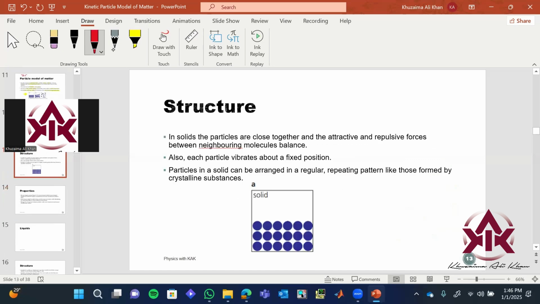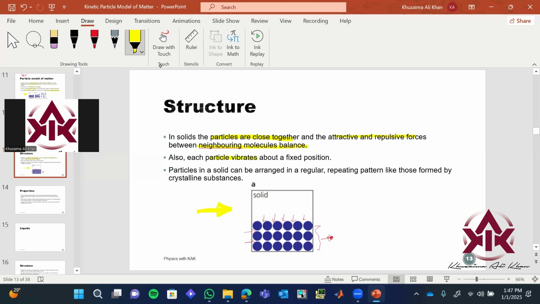So let's see what the book is stating over here. In solids, the particles are close together, right? You can see that from this particular diagram also. They're pretty close to each other. And the attractive and repulsive forces between neighboring molecules balance, right? Why are they balancing out? Because they are uniformly arranged, so they are not getting repulsed or squeezed from one side, right? They are uniformly arranged with uniform spaces. You can see the spaces between the particle layers are pretty uniform, right? That means the forces are balanced out.